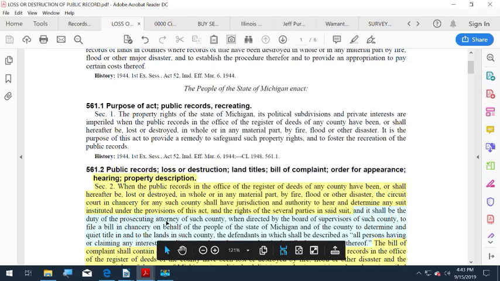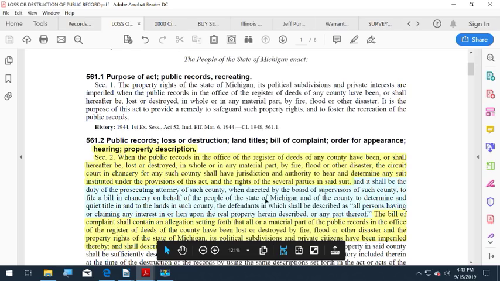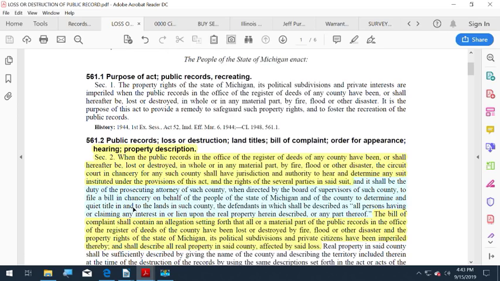So it shall be the duty of the prosecuting attorney of such county, when directed by the Board of Supervisors of such county, to file a bill in Chancery on behalf of the people of the state of Michigan and for the county to determine and quiet title in any lands of said county. So how do you quiet a title in the county? You file a bill in Chancery. This is for if all the records get destroyed, right? So that's everybody, but yours is a particular case.